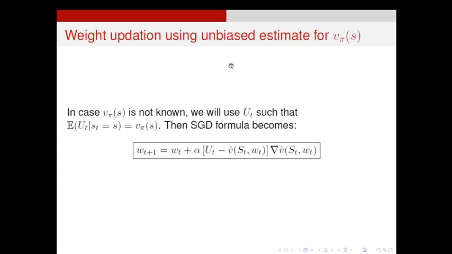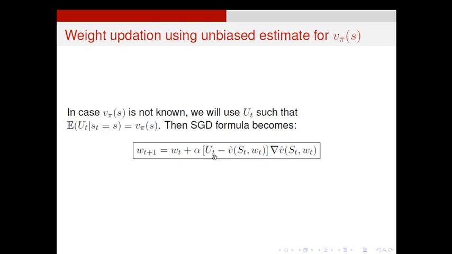That is called the Ut. Then what is the quality of Ut? Ut should be an unbiased estimator for this v pi of s. An estimate Ut is called an unbiased estimate of v pi of s if the expectation of this Ut is equal to v pi of s itself. That means the expectation of Ut in the state St is equal to v pi of s itself. Then the stochastic gradient formula becomes, instead of that v pi of s, I am using Ut.